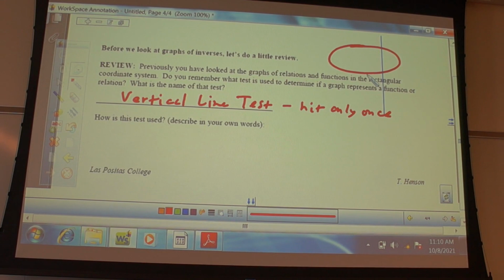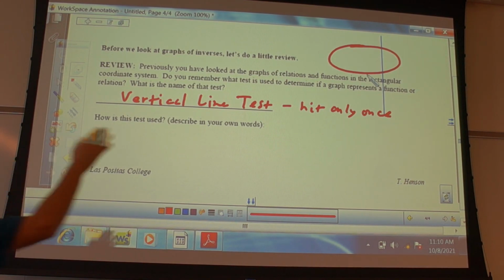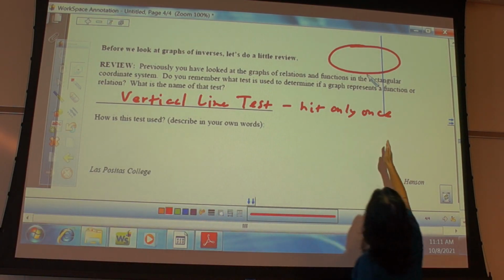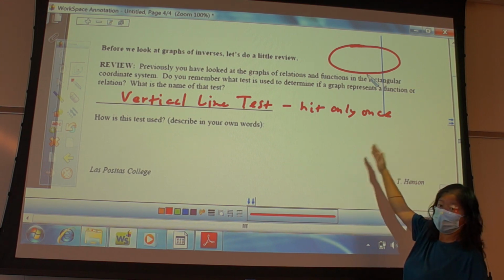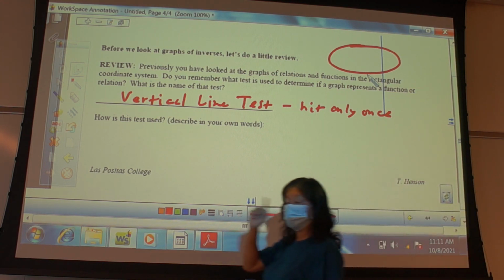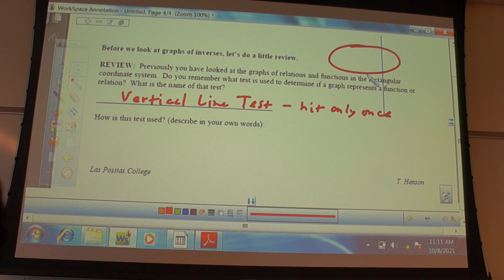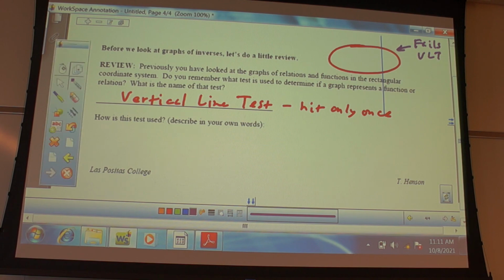I'll let you put that in your own words, but I've talked about this. If you draw a vertical line, it should only hit that function one time. It should not hit more than once. So this one hits twice, so this one fails the vertical line test. Anyone on board with that part? Okay, so we're going to move on.